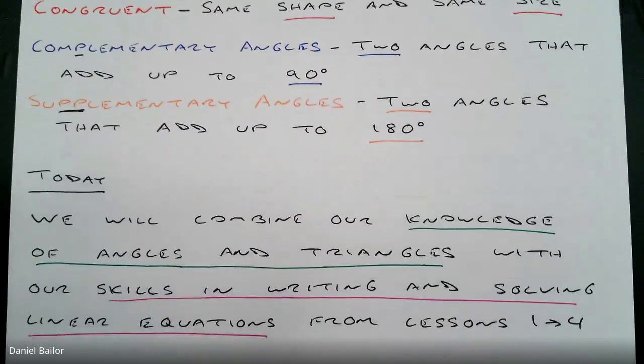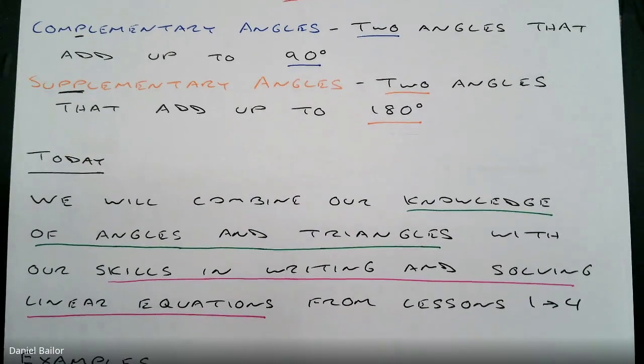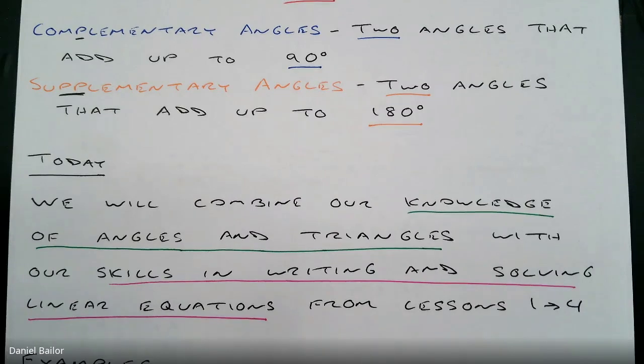Today, we'll be combining our knowledge of angles and triangles. So we'll be using angles and triangles like we learned in modules 2 and 3. We'll be taking that knowledge and combining it with our skills in writing and solving linear equations from the first 4 lessons of this module, from lessons 1 through 4. So in other words, what we're doing is we are writing and solving linear equations about angles. That's what we're doing today.